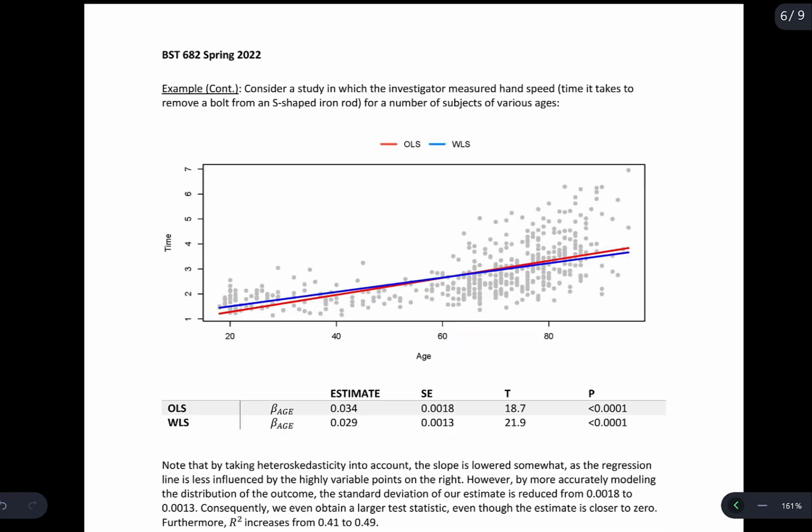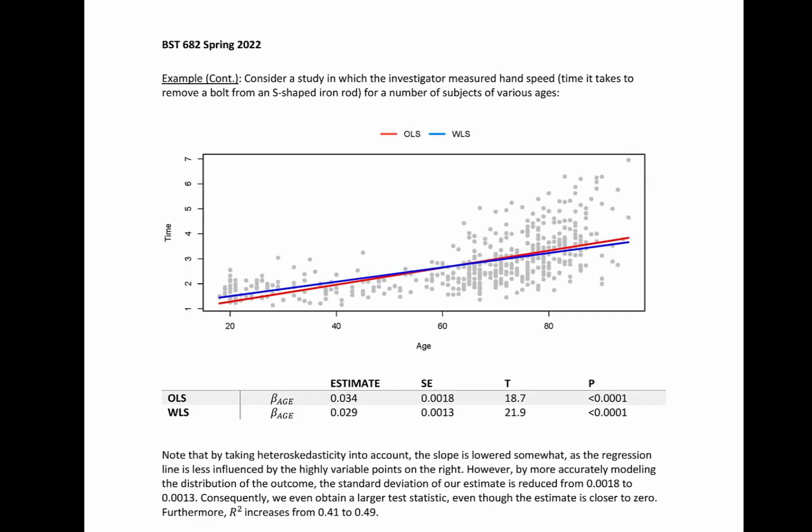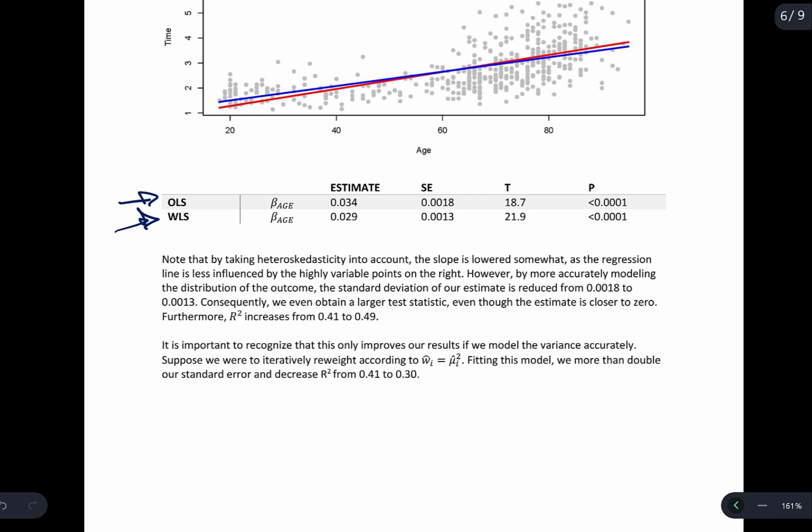So if you run that code, here's what you're going to find. We have our original ordinary least squares estimates, and we have the weighted least squares estimates. Here we can see the corresponding lines on that original scatter plot. So note that by taking that heteroscedasticity into account, the slope is lowered somewhat as the regression line is less influenced by those highly variable points to the right. In other words, it takes care of the fact there was more variability in those older patients.